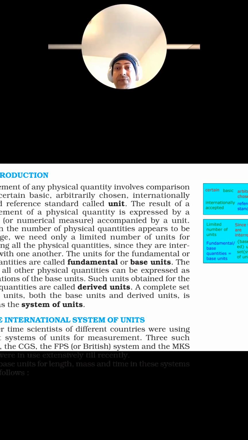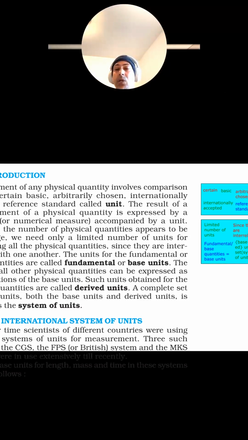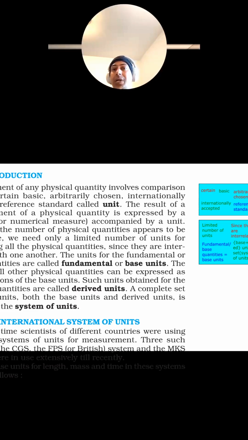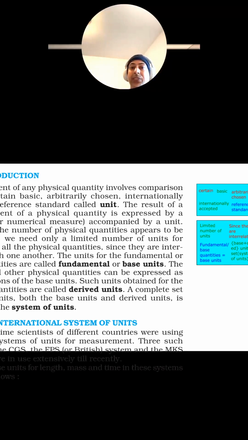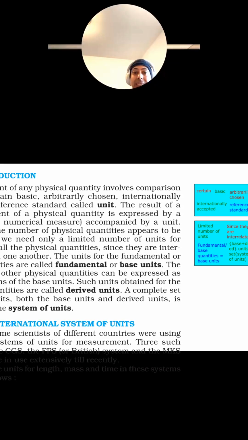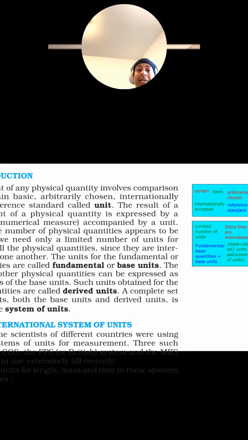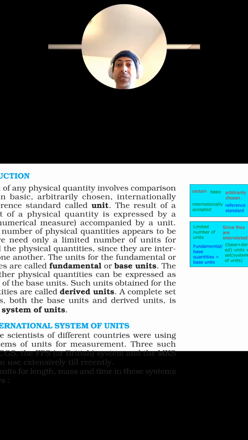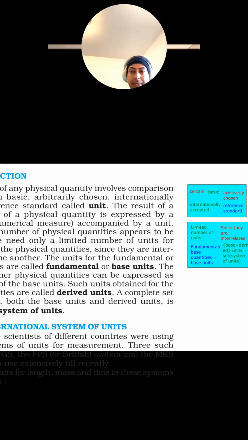The units for the fundamental or base quantities are called fundamental or base units. The units of all other physical quantities can be expressed as combinations of the base units. Such units obtained for the derived quantities are called derived units. A complete set of these units, both the base units and derived units, is known as system of units, right?